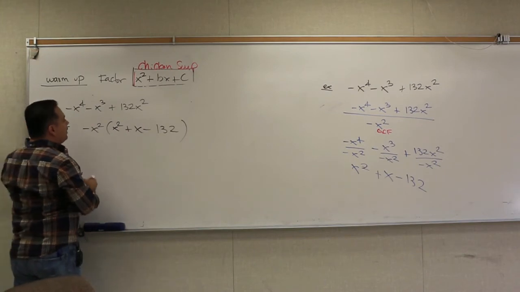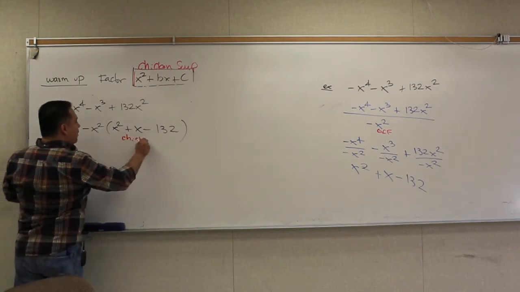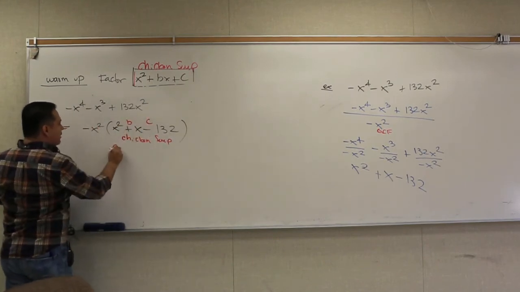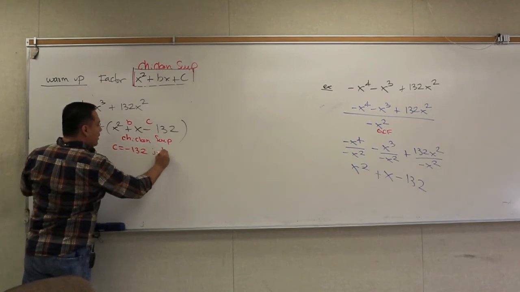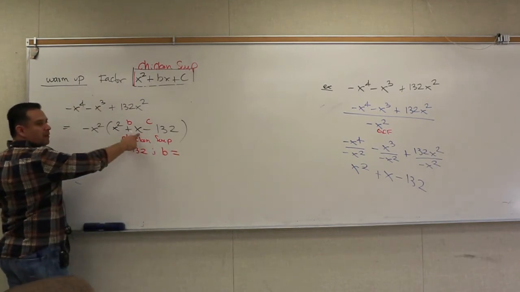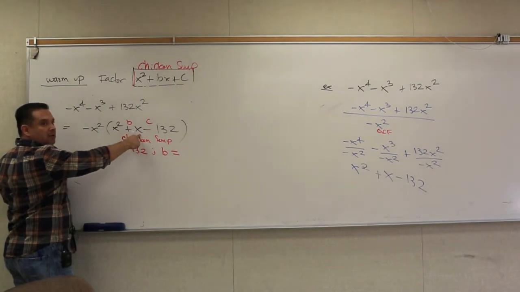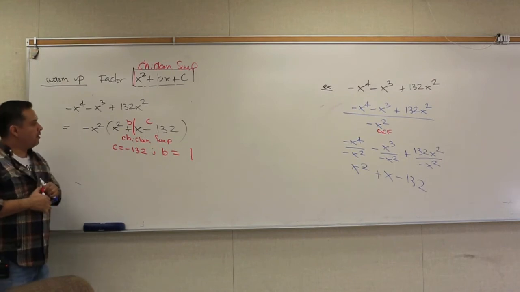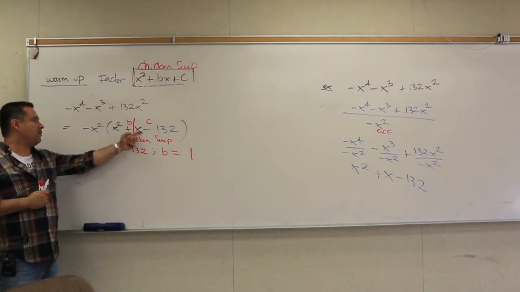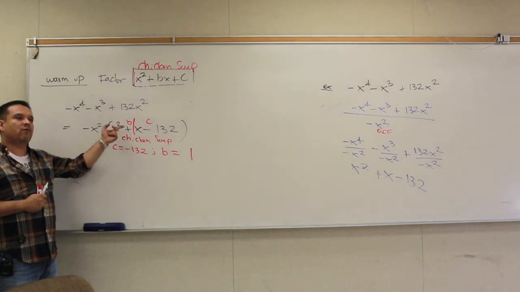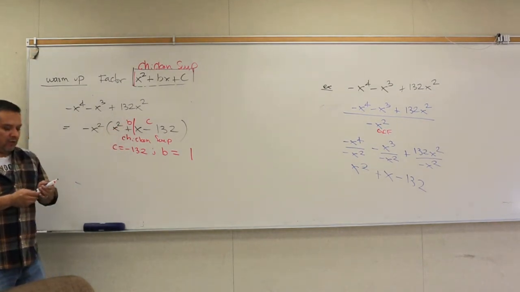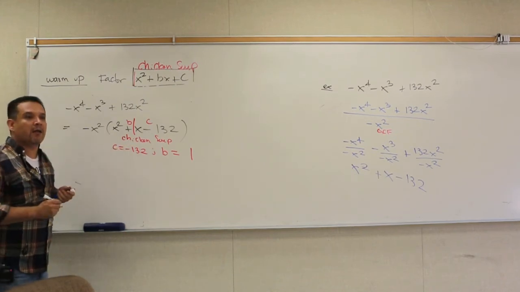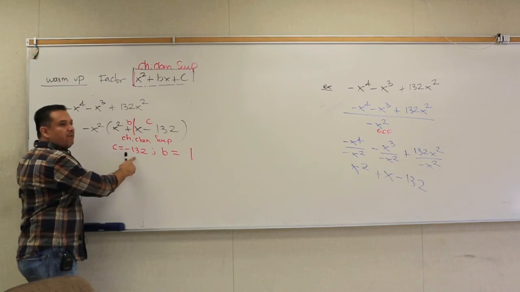I have to use what here? Chicken what? Soup. Where B and C, let's see what C is. Negative 132. B, what's the value of B? 1. Don't tell me it's x. It's the number multiplied to x, which is a what? 1. Okay? It's the number multiplied to x. You go, I don't see a number. Well, you see one now. It's 1 times x. What two numbers multiply together is negative 132, but when added is 1? One's positive, one's negative. What do you guys think?